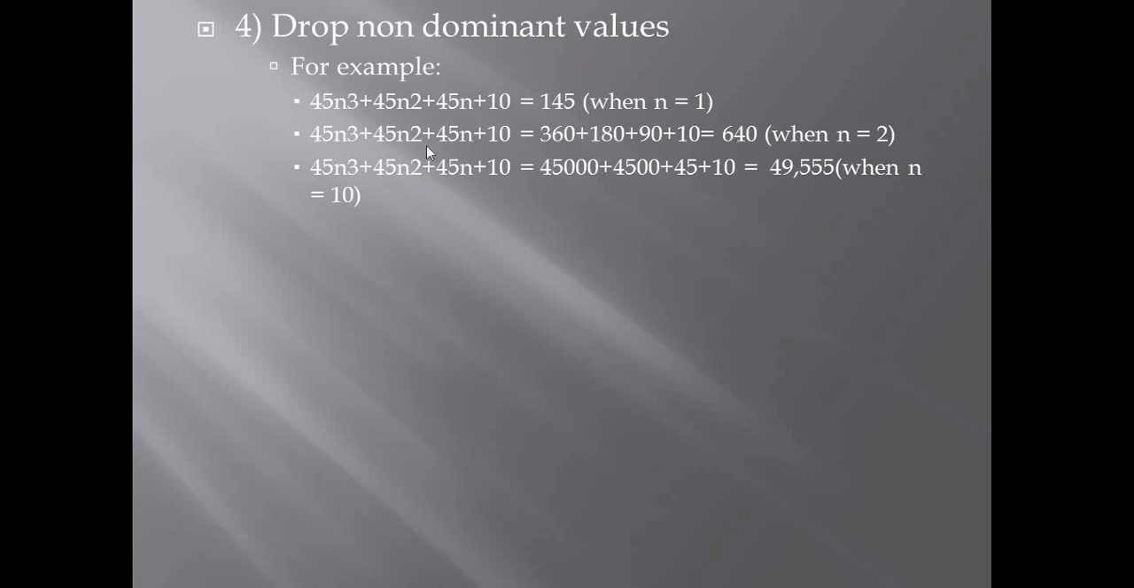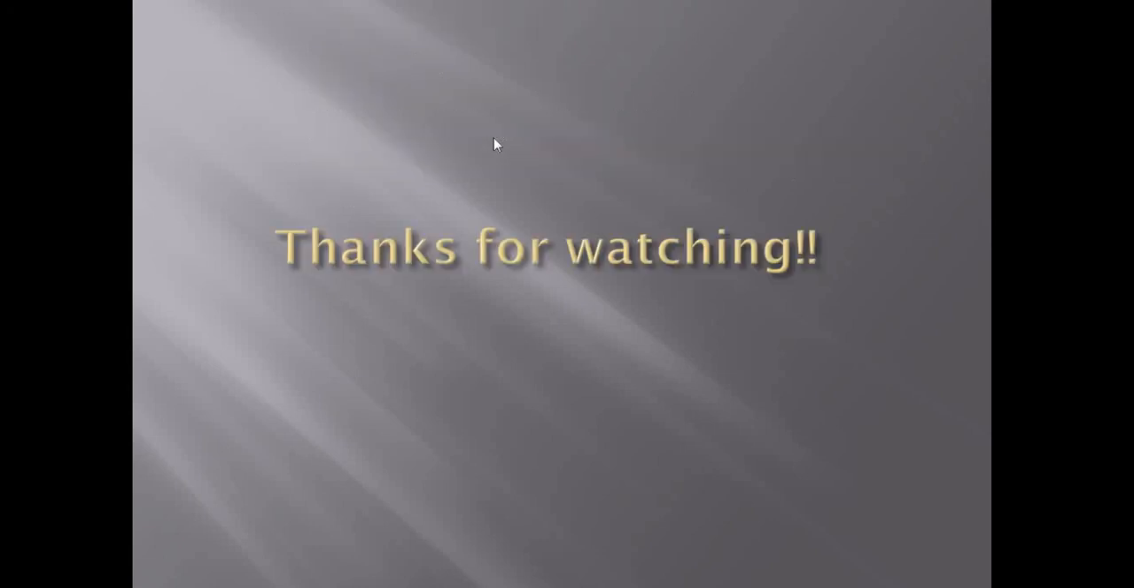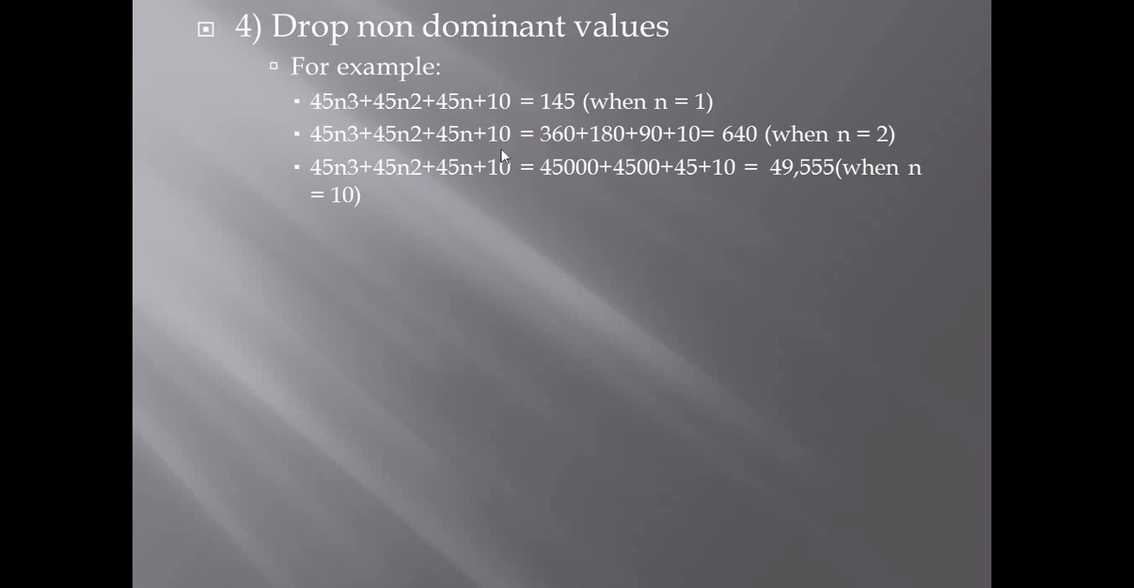Even if you remove the 45 from here, it's going to still be 595, which is almost close to the 640 number. So it really doesn't matter if you remove 45 or 10, the last two constants. And the last example, as n increases further, when n is equal to 10: 45n cube, so 10 cube is 1000, which gives 45,000, plus n square, which is 100 into 45, which is 4,500, plus 45 plus 10, which is 49,555.